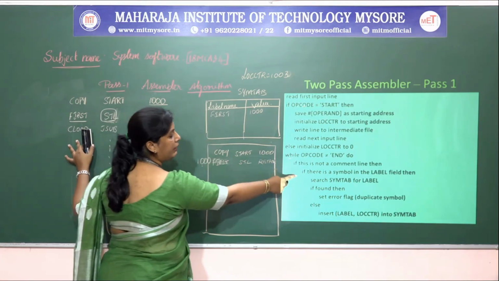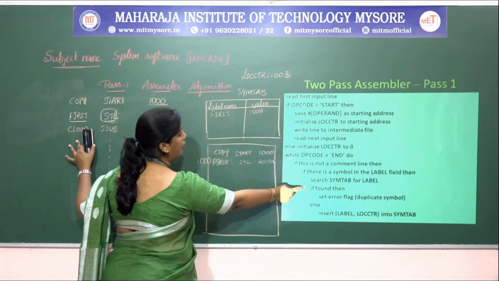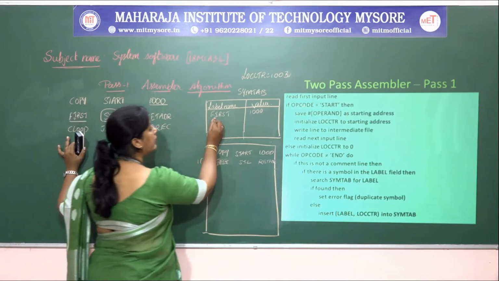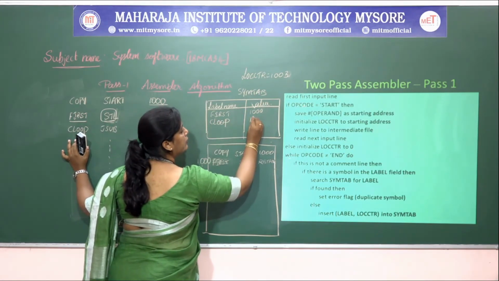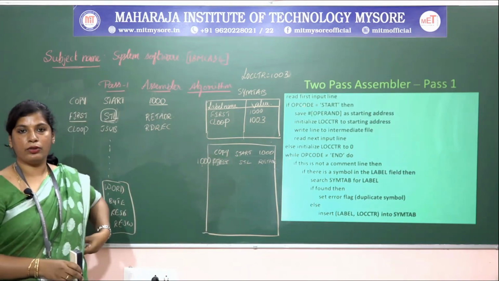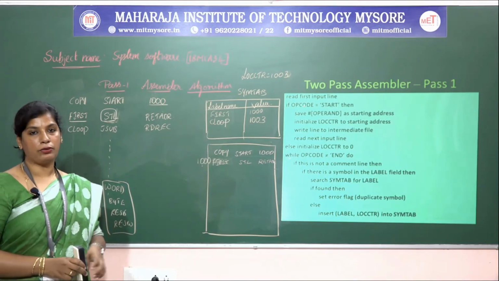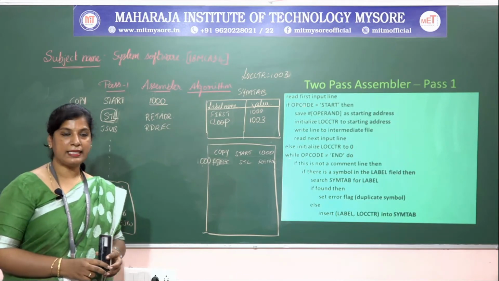If there is a symbol in the label field, then it is going to search the symbol table for that label. If it is found, then it is going to set the error flag; otherwise it is going to enter that label into the symbol table along with its location counter value 1003. Along with its location counter value means CLOOP is available at memory location 1003 at assembly time, as far as the assembler is concerned.